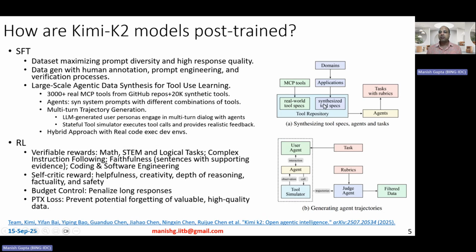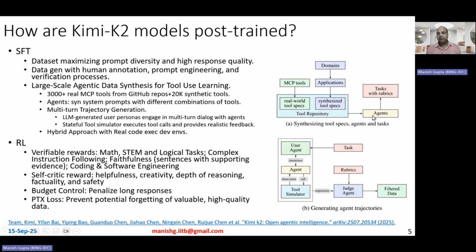They also generate synthetic tools across multiple domains. For a variety of domains, they come up with various applications in those domains and ask large models to generate synthetic tool specifications. These synthetic tool specifications are combined with synthetic system prompts to generate definitions of these agents. Then tasks are defined for these agents with appropriate rubrics, appropriate metrics, which indicate whether these agents have been able to successfully complete those tasks or not. This is how overall they synthesize their tool specifications, agents, and tasks for large-scale agent tool use learning.